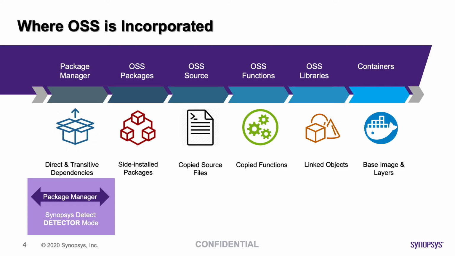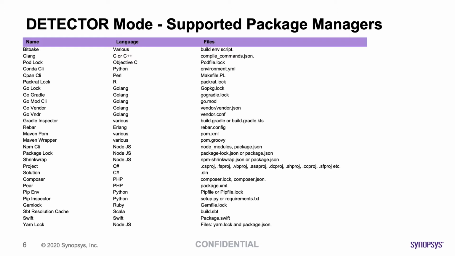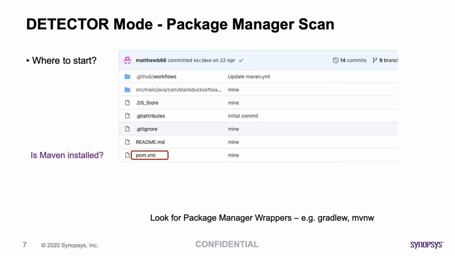This is called detector mode. In detector mode, the Synopsys Detect tool supports multiple package managers, and here's a partial list. It identifies if it should use the package manager by looking for files, and here is a list of the files for each package manager. If it sees one of these files in the invocation folder, then it will call the required package manager. Let's have a look at this in action.